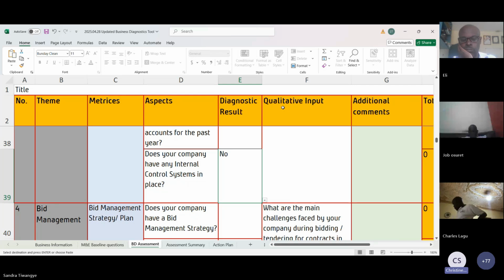Which documents are you referring to from the ones you shared? The documents we shared with you were the BD tool, the tool we are going through now, the presentation that we keep on referring to with definitions, and also the link.